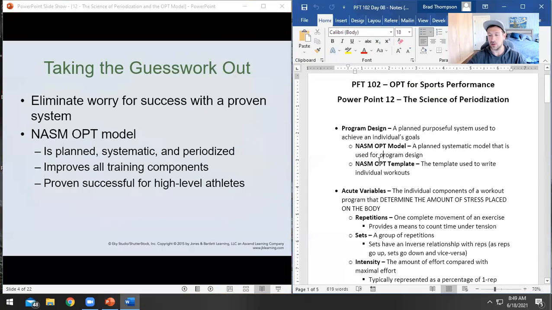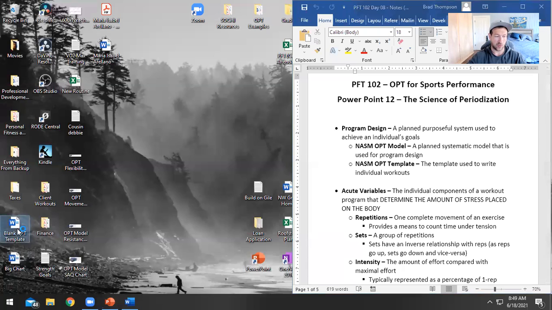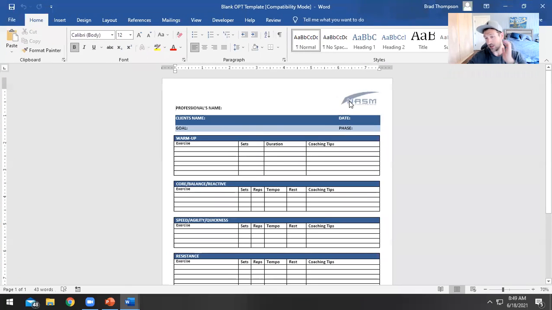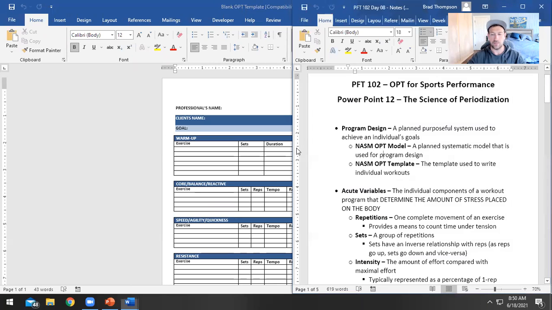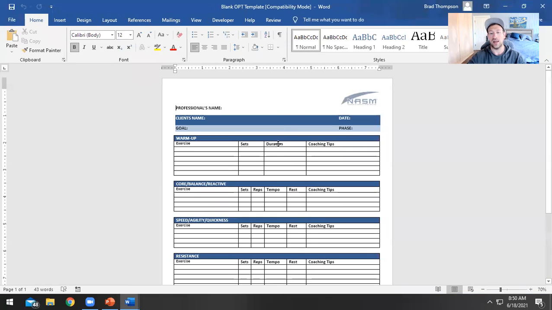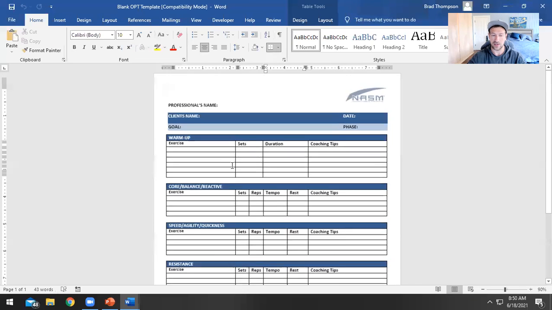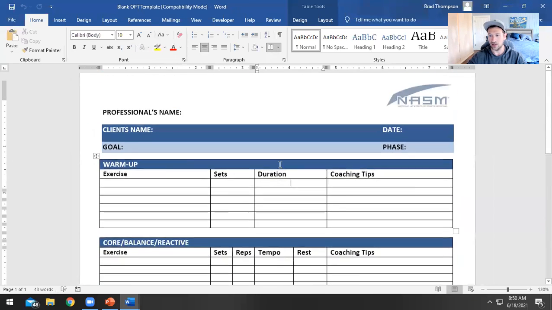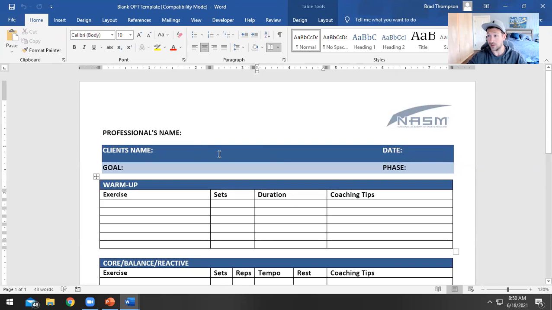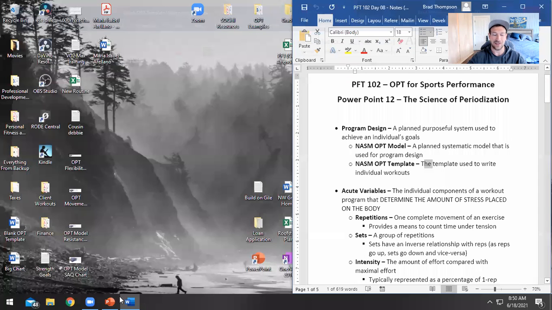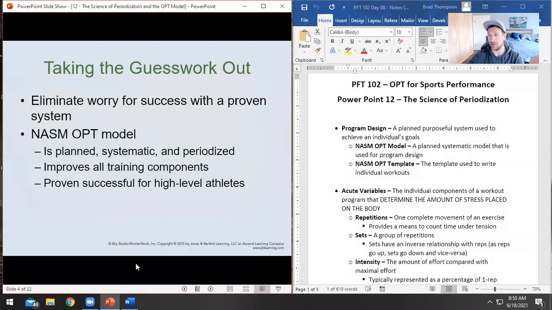And then NASM is going to use the OPT template, which is our workout sheet that we commonly use to write out our workouts, in order to individualize each workout that your client is going into. So if we follow the OPT model, and we use it to fill in our OPT templates, it is kind of like exercise physiology paint by numbers. It really does all of the work of periodization and exercise physiology for you in this very systematic way. So that's exactly what we're looking for.